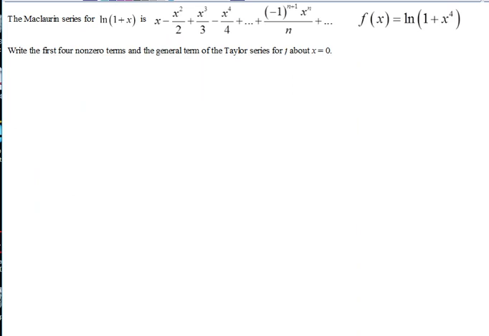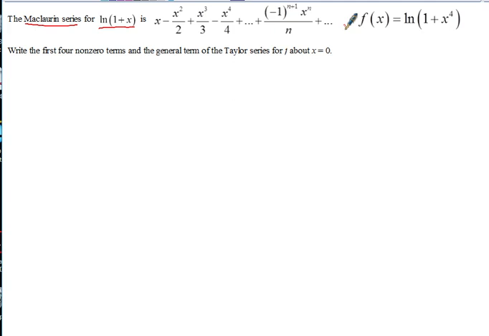So sometimes they may not use one of those four that you expect to memorize, and instead they'll give you one which they don't expect you to memorize, but they'll tell you what it is. Sometimes they'll write in summation notation. Sometimes they say the Maclaurin series for natural log of 1 plus x is x minus x squared over 2 plus x cubed over 3 minus x to the fourth over 4 plus, and they give you the general term right here. So they're giving you the whole thing because they don't expect you to have natural log of 1 plus x memorized.